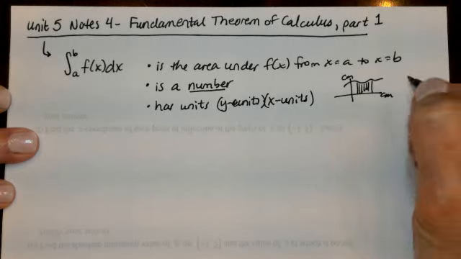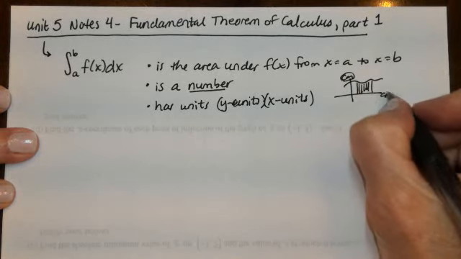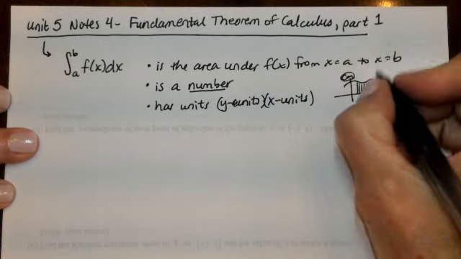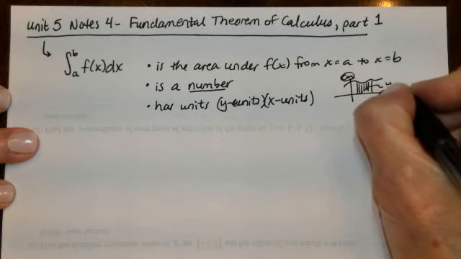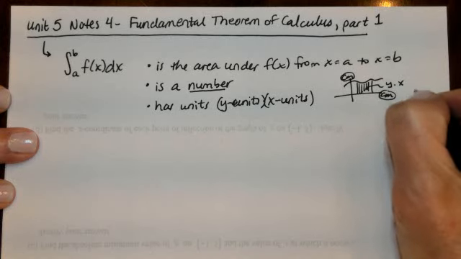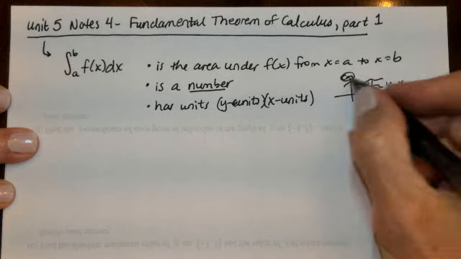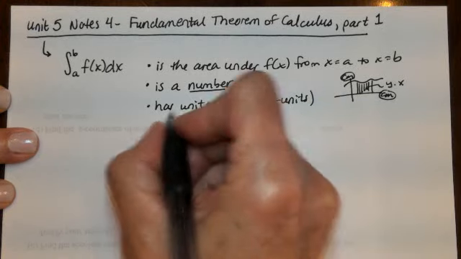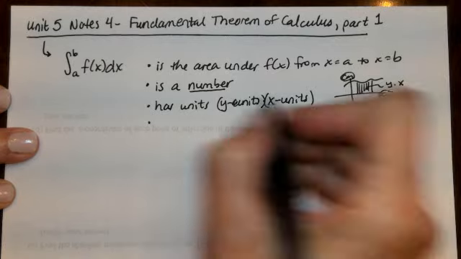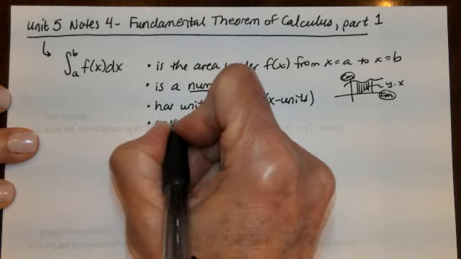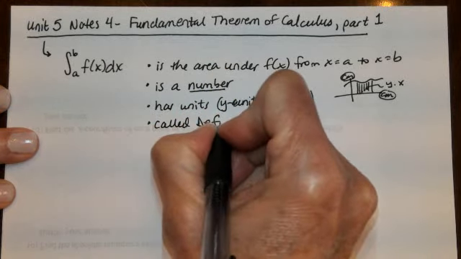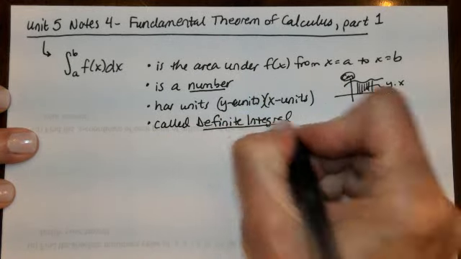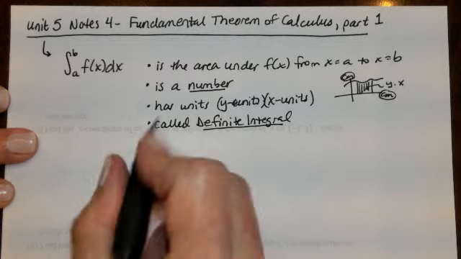right? Square centimeters. Now, if x or y was some other unit, then our number's units would be whatever the y is times whatever the x is. So in this case, it would be square centimeters, but it could be other things. All right, so it has units. And the name of this, again, is called the definite integral. Okay, so that was our first type of integral.